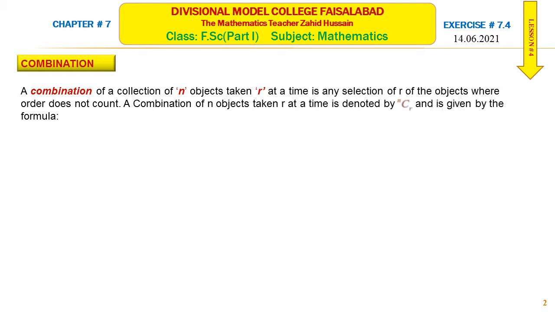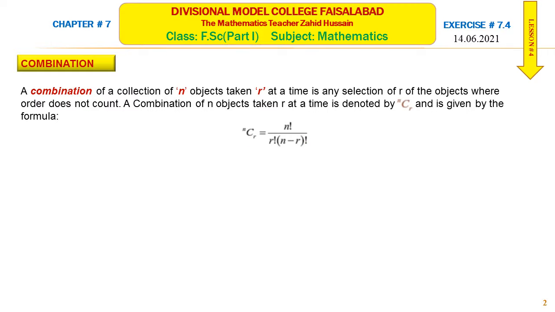Combination. A combination of a collection of n objects taken r at a time is any selection of r of the objects where order does not count. Order is not important. A combination of n objects taken r at a time is denoted by nCr and is given by the formula nCr is equal to n factorial over r factorial into n minus r factorial.